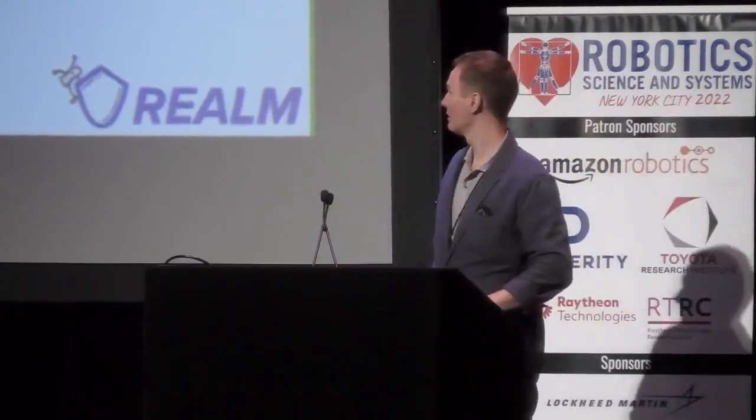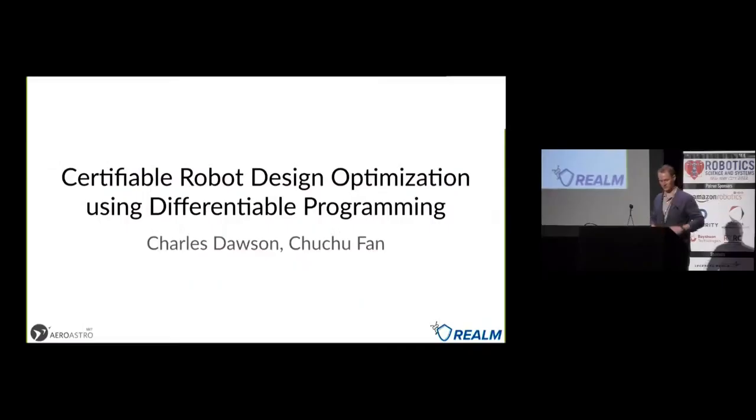All right, thank you. As Russ said, my name is Charles Dawson, and it's my honor to be here as part of this fantastic program. Today I'd like to talk about how advances in programming languages, particularly automatic differentiation, can be used to improve the experience of designing and verifying robotic systems.